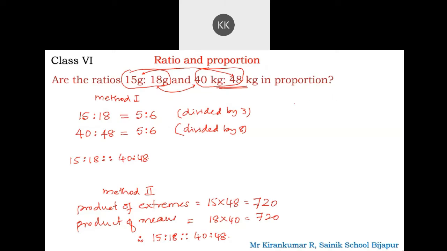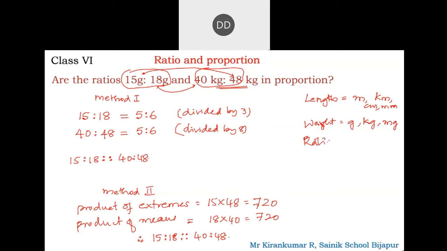First tell me, do the ratio of quantities have any unit? If I say length, it is measured in terms of meter, kilometer, centimeter, millimeter, hectometer, like that. If I say weight, it is measured in terms of gram, kilogram, milligram, centigram.